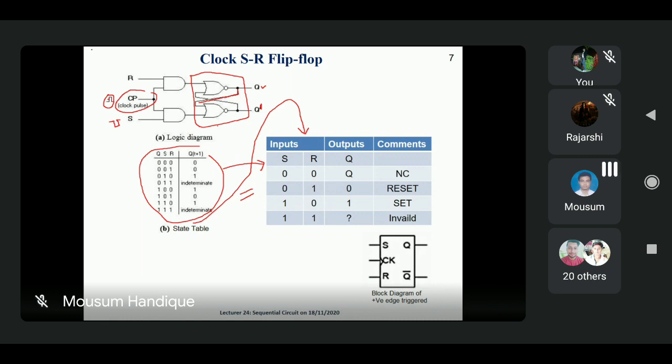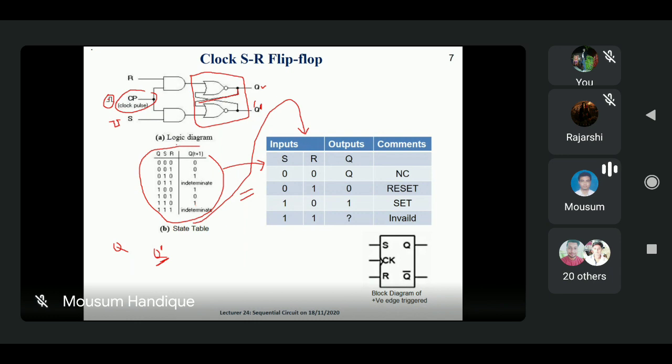So based on this particular circuit, how is this circuit actually working? The behavior of the circuit is represented by the state table. So when we are talking about the Q, remember in the flip flop we always denote it as Q, or sometimes as Q bar. But remember one thing: Q bar does not mean that it is the output.